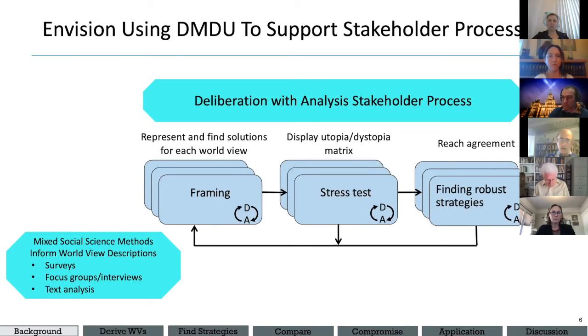We did this work explicitly intending to be able to inform deliberation with analysis of the type that Gabrielle was talking about. And in addition, it was patterned after some work which exists, which we did not do, where using mixed social science methods, anthropological methods, surveys, focus groups, interviews, and text analysis, people took communities dealing with decisions under deep uncertainty and pulled out of that different worldviews. And so we very much patterned this analysis, assuming that one would have done that at the front end.